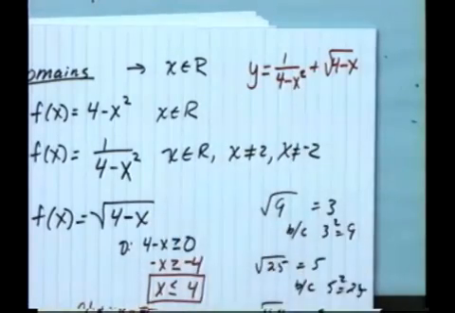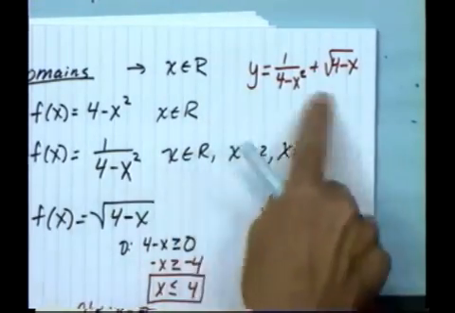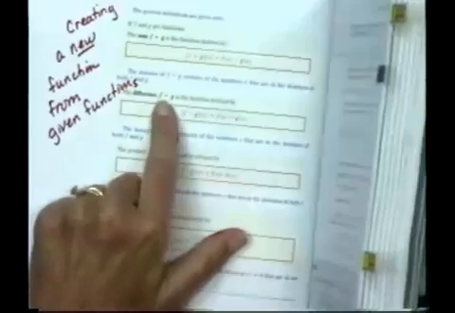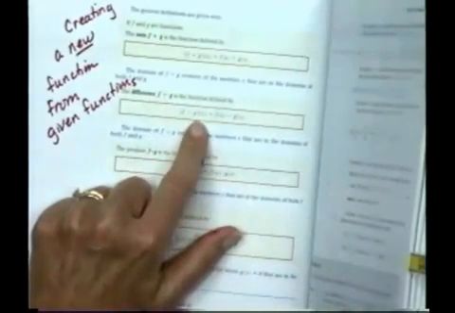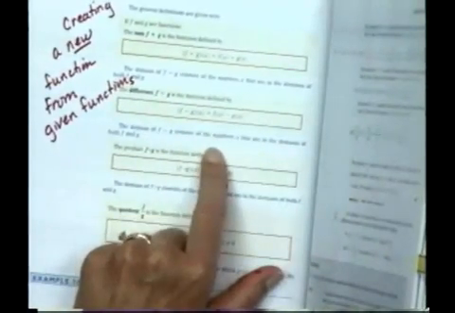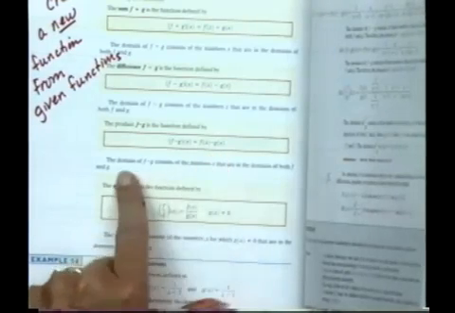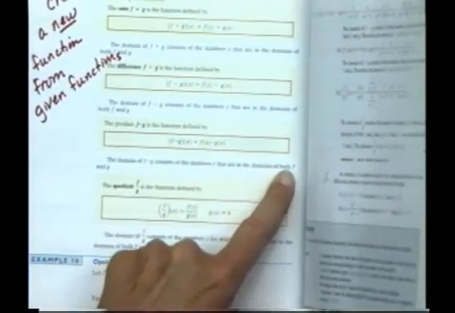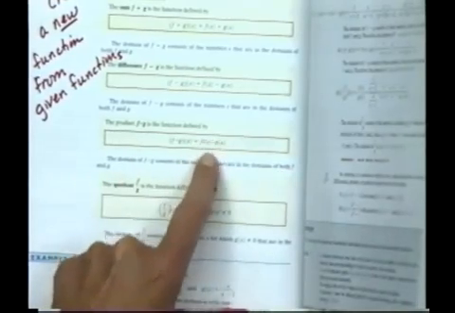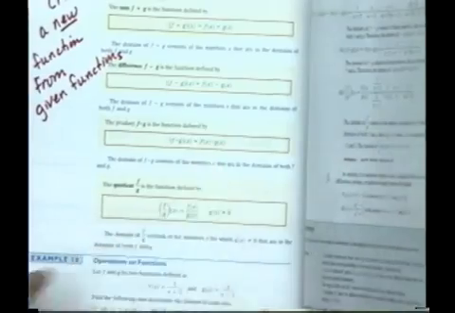It's just an addition of those two functions to create a new one. Okay, the next part, it says you can subtract functions and you just carry the domains through. You can multiply functions to create new functions. Again, it says the domains come from both of those two functions multiplied together.